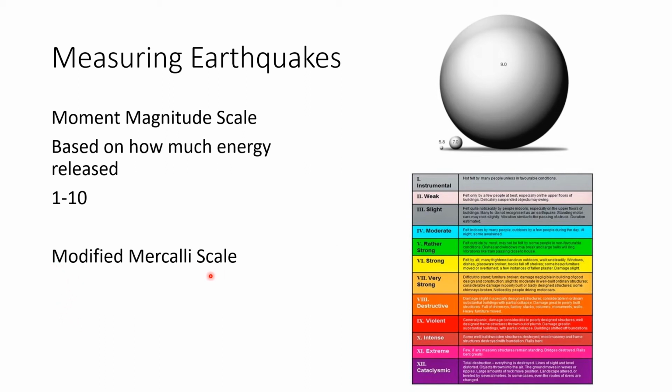The other scale that's used a little bit less commonly is called the modified Mercalli scale. And this scale is based on how much damage is done by the earthquake. It's on a scale of 1 to 12 in Roman numerals. So here's the modified Mercalli scale. A 1 earthquake is barely felt. It doesn't do any kind of damage. A 12 is like a total cataclysm. Everything is destroyed. People are dead. The landscape is changed. So those are the two most common scales that are used to measure earthquake intensity.